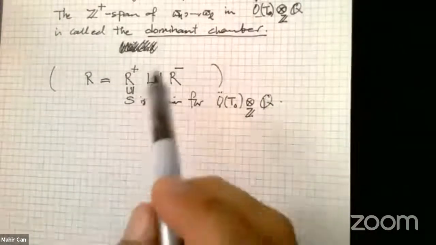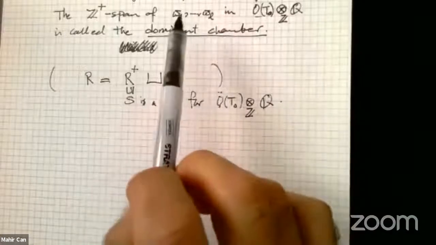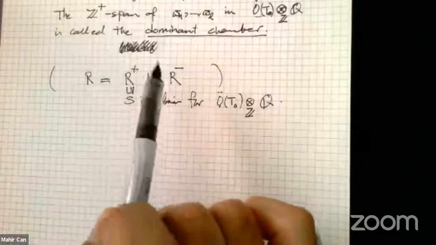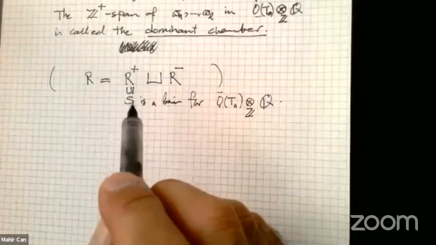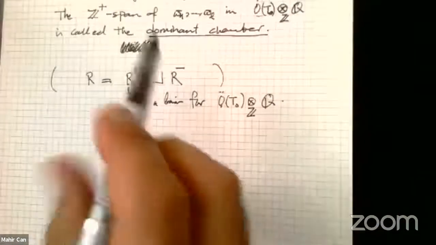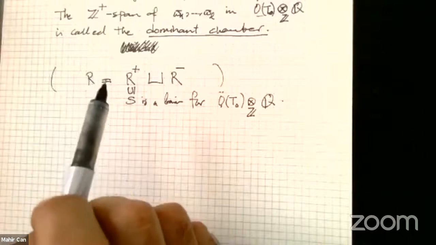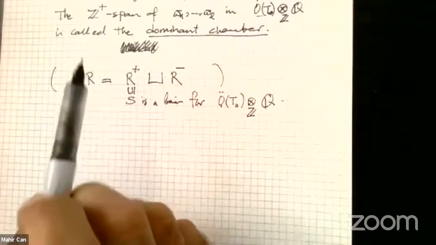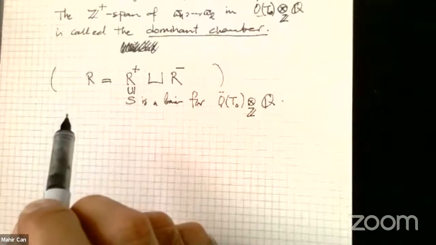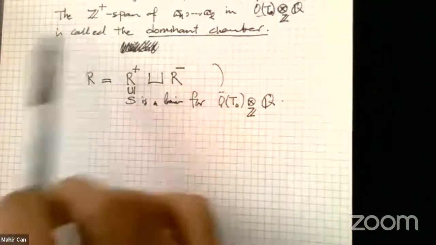So now we have this cone spanned by the omega i's, and the important thing here is that the interior of this cone is the domain of transitivity for the action of the Weyl group on the weights.